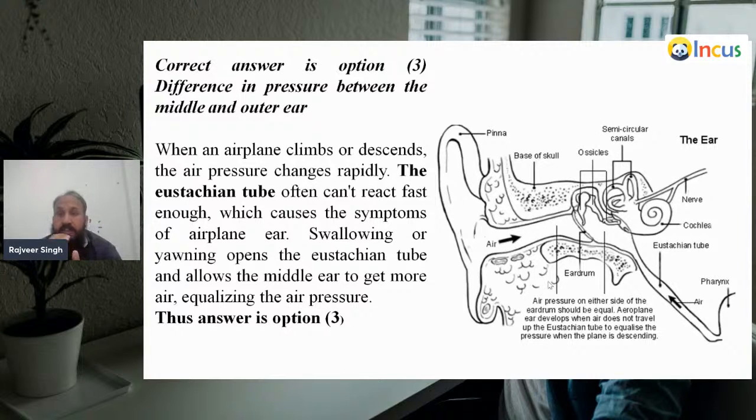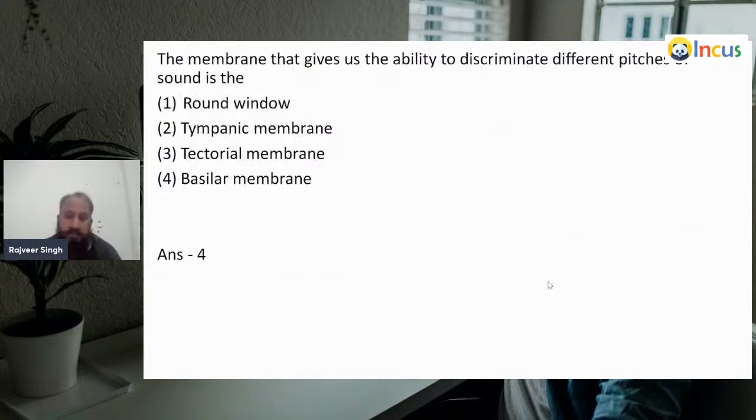And when we see this, the ear ossicles and ear bones are connected with the eustachian tubes, and the eustachian tubes are connected with the pharynx, and these tubes maintain the pressure differences. So, as I told you, when we are traveling in an aeroplane, when it is climbing and descending, the air pressure difference is created between the middle ear and external ear. So our answer will be the third.